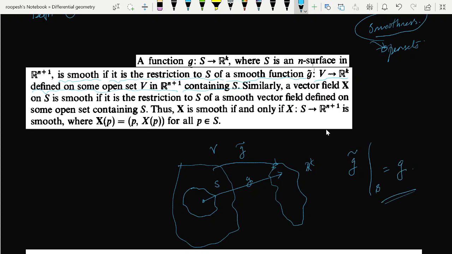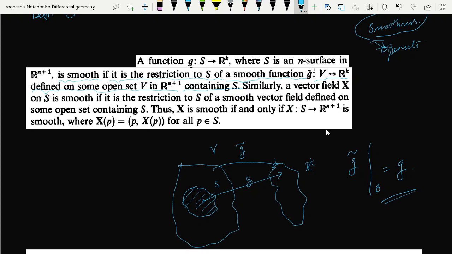Can you follow? Whenever you are dealing with surfaces and we say that a function is smooth, the meaning is that the function can have an extension from an open set to R^k, and this extension is going to be a smooth function. Similarly, a vector field X on S is smooth if it is the restriction to S of a smooth vector field defined on some open set containing S.